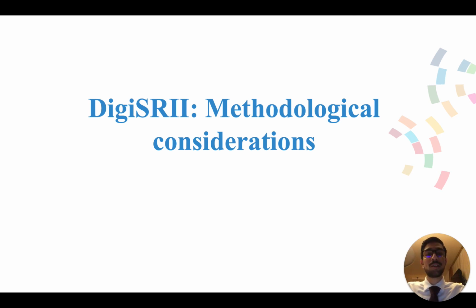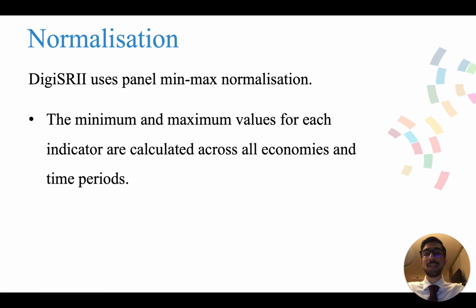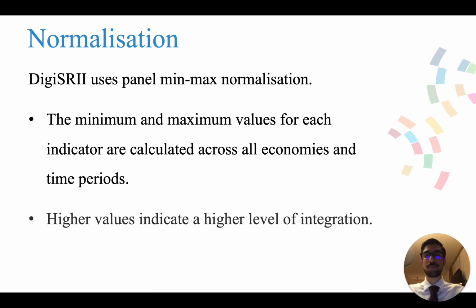We will now discuss the methodology used in constructing DigiSRII. We begin with the normalization approach used in constructing DigiSRII. DigiSRII uses panel min-max normalization. The minimum and maximum values for each indicator are calculated across all economies and time periods. Higher values indicate a higher level of integration. Panel normalization approach facilitates comparison of index values across economies and years. However, this approach comes with the caveat of requiring normalization of all indicators each time new data becomes available.